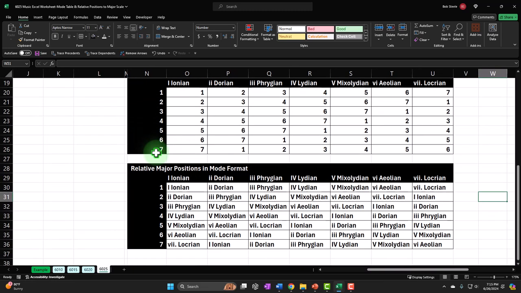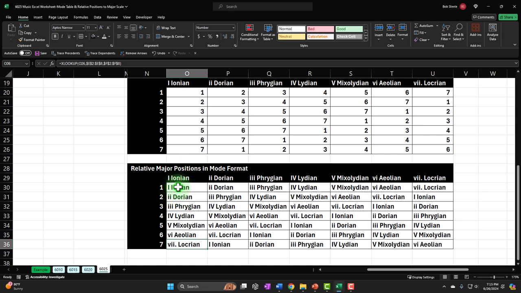Now this table looks a little bit intimidating, but remember it's the same concept that we did up here. We're just saying, okay, instead of calling the Ionian, it's going to be relative position 1, 2, 3, 4, 5, 6, 7. And if I was to construct the chords from it, we end up with a major, minor, minor, major, major, minor, diminished. That's often represented with the uppercase and lowercase Roman numerals.